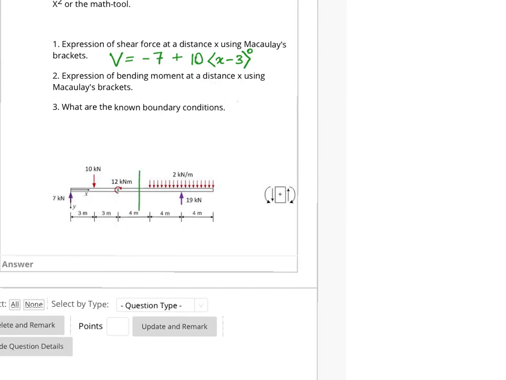If I add here now, we have a 12 kilonewton meter moment there. Now this is a moment, not really a force, so that will not alter the expression of the shear force. Shear force is the summation of the vertical forces, so that is 7 and 10, which would still be valid. The 12 kilonewton meter moment will not contribute to the shear force at that location.